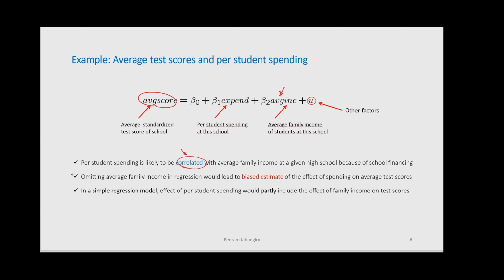So we already covered these two. What is the third one? In a simple regression model, the effect of per student spending would partially include the effect of family income on the test score. So it's not purely the effect of expenditure on the test score. And again, this is one of the other advantages of the multiple regression model. We are going to quantify this number later on.